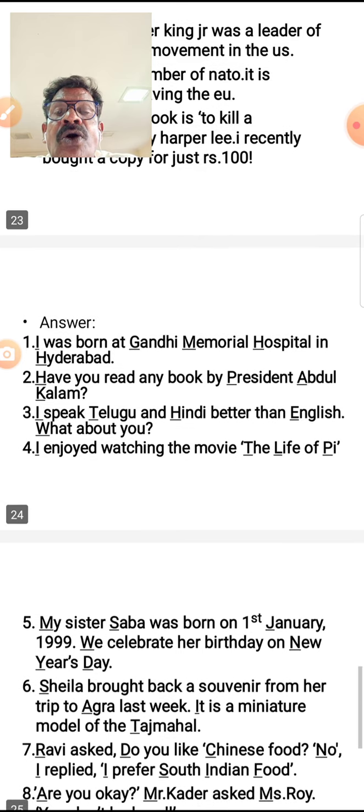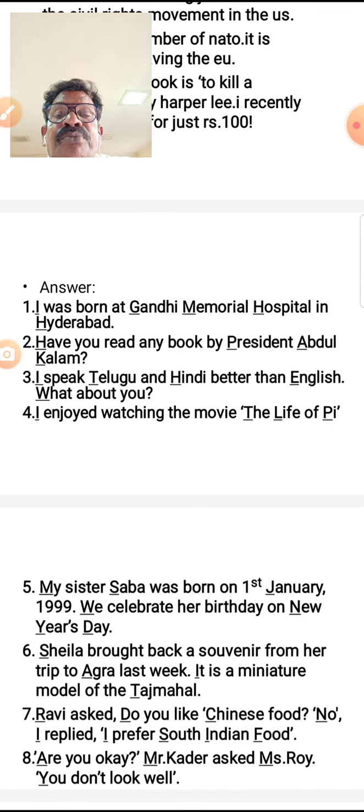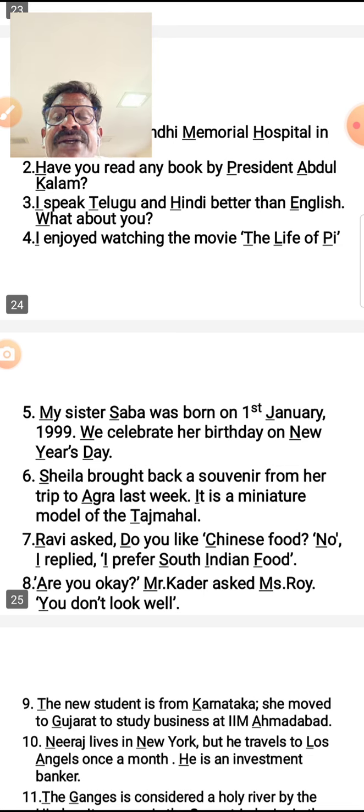I enjoyed watching the movie The Life of Pi. I capitalized, T capitalized, L capitalized, P capitalized. My sister Saba, M is capitalized, S is capitalized, J, January, J is capitalized. We celebrate her birthday on New Year's Day. New is capitalized, N is capitalized, Y is capitalized, D is capitalized.